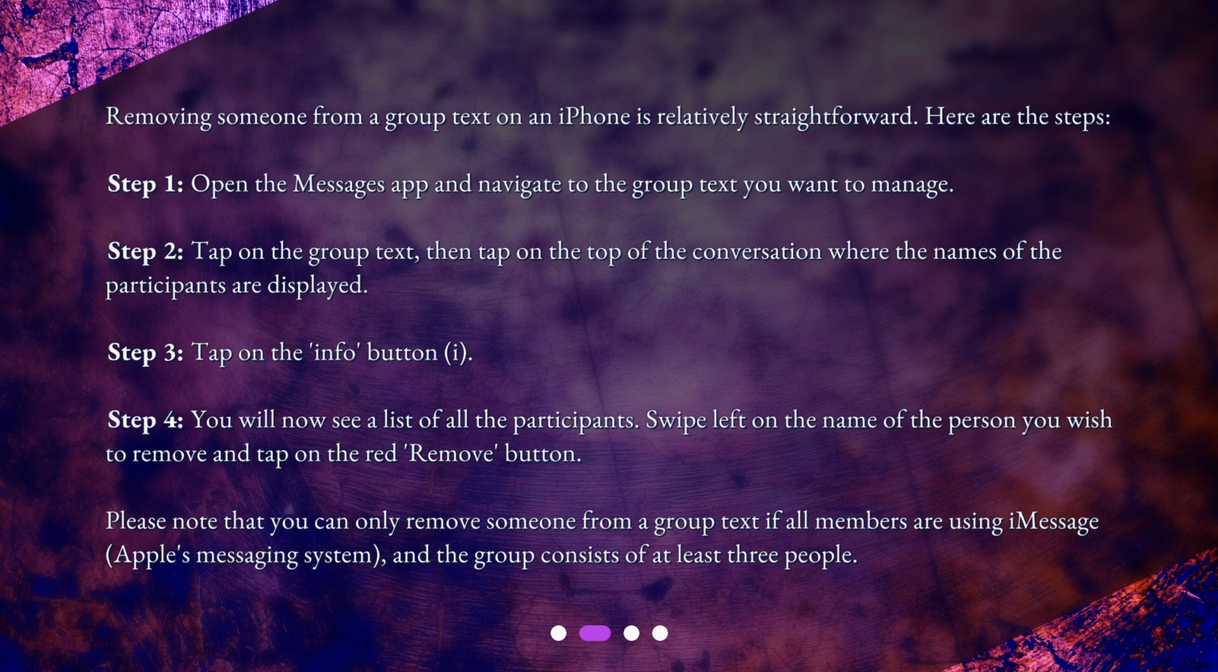Step 2. Tap on the group text, then tap on the top of the conversation where the names of the participants are displayed. Step 3. Tap on the Info button, i. Step 4. You will now see a list of all the participants. Swipe left on the name of the person you wish to remove and tap on the red Remove button.